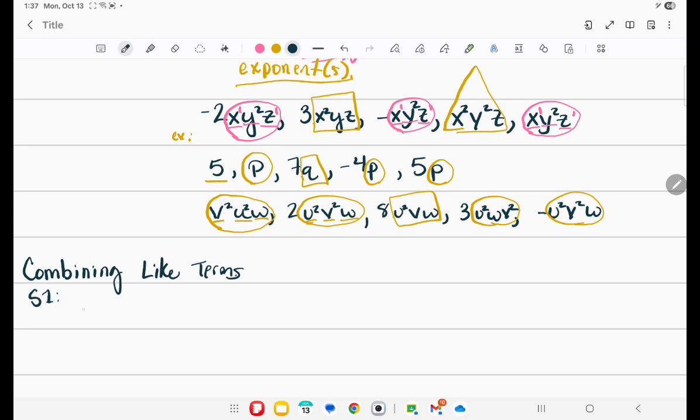Step 1 will be to line the like terms up vertically.